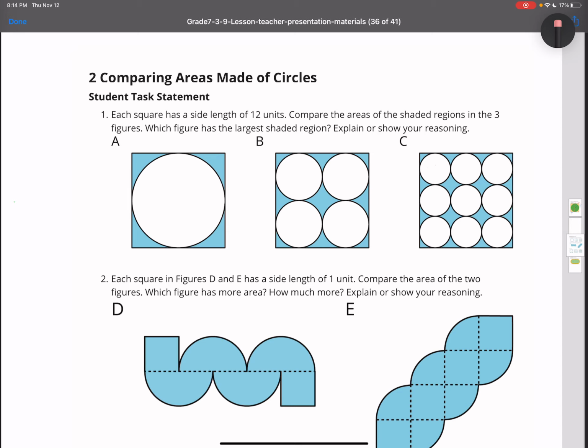Right, guys, let's look at the second activity called comparing areas made of circles. Number 1 is saying each square has a side length of 12 units. Compare the areas of the shaded regions in the 3 figures. Which figure has the largest shaded region? Explain or show your reasoning.